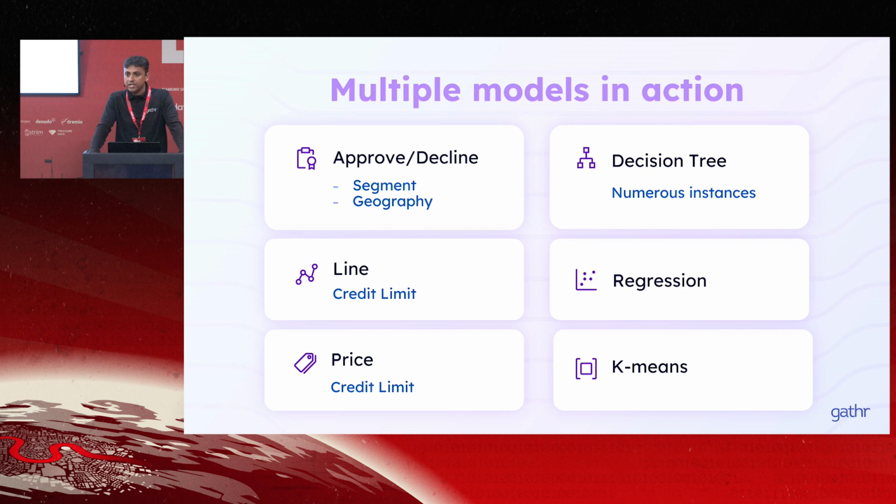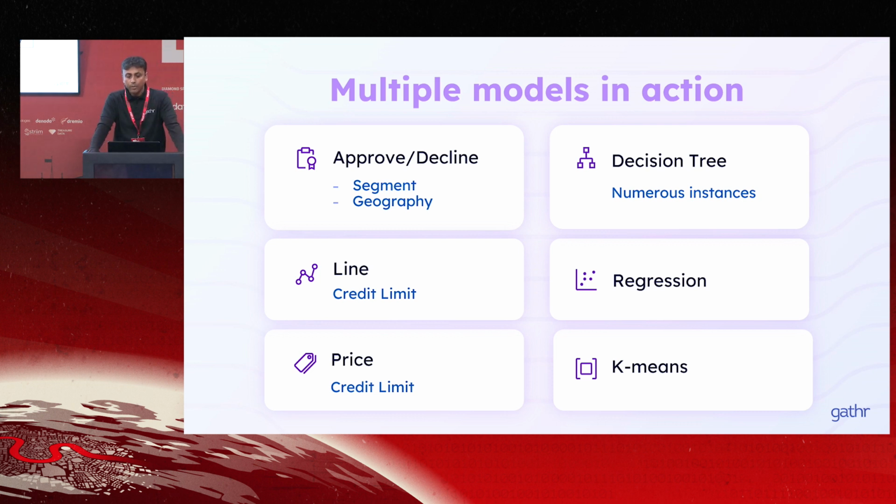Then the next decision was the credit limit. For this, a regression model was used, and we'll go through the details. And finally, for the price model, we utilized a clustering model wherein we used k-means to determine what APR should be given. So these are the three important models that were utilized in the credit card approval.